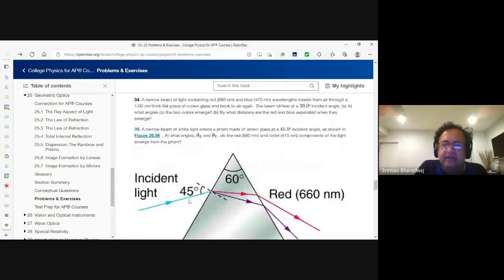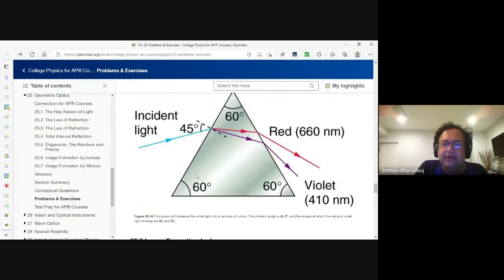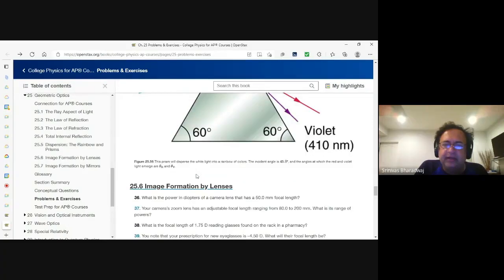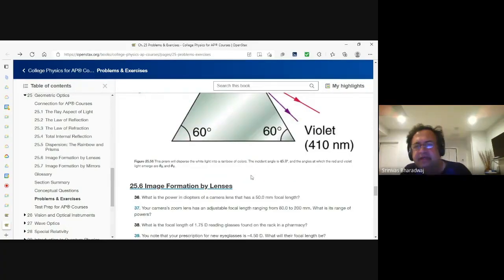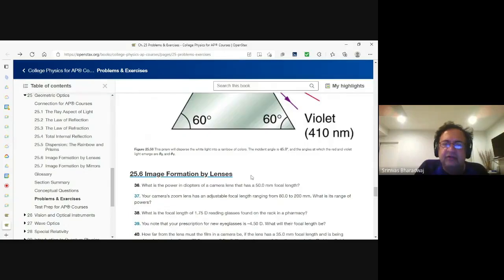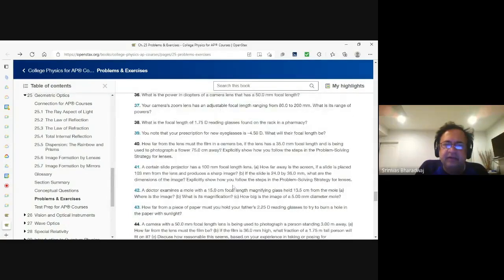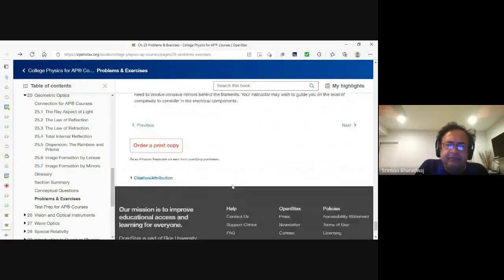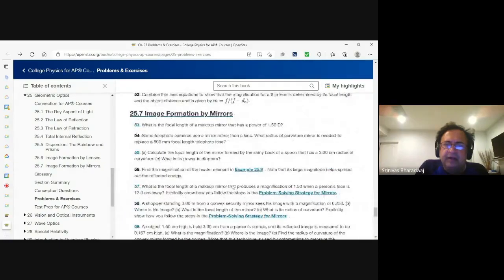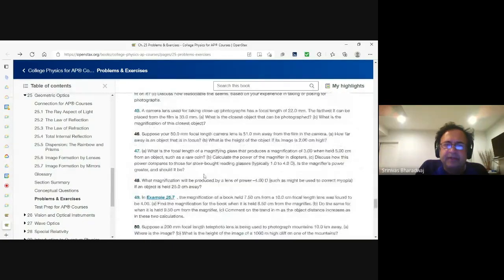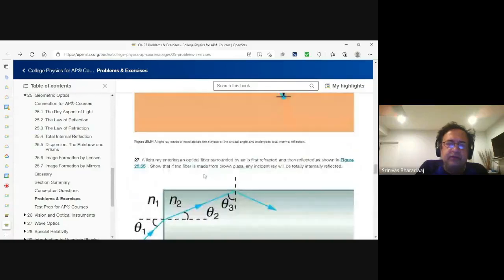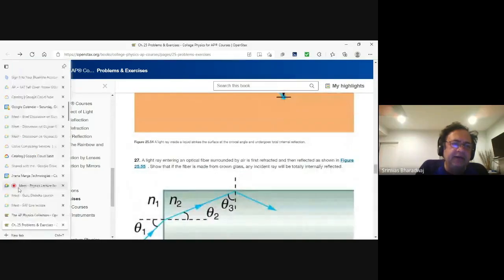So that is incident angle. Refracted angles are different, right? So when is red and when is violet, right? So we already discussed that last class, right? So image formation by lenses. Okay, so these are image formation by mirrors. These are beautiful ideas that students can gain a lot from.